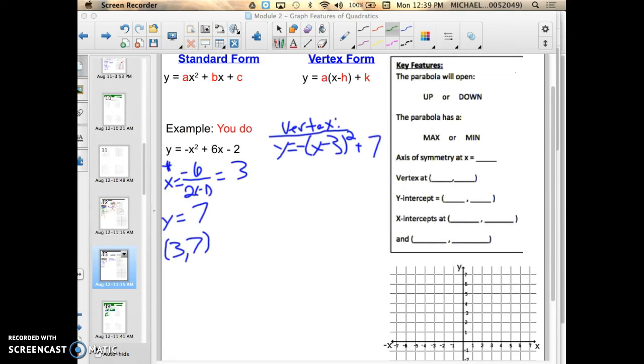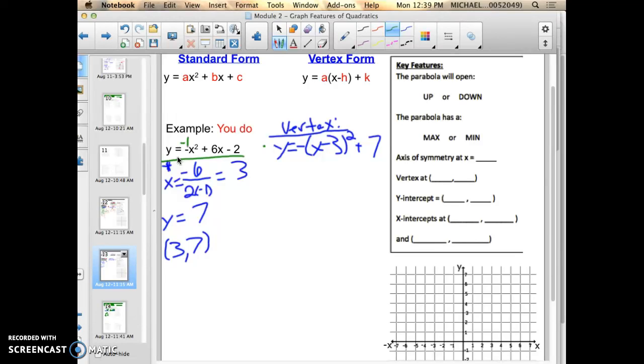Alright, so at this point you should have paused it, tried to find the vertex from this one, which you've already done, so the vertex is 3, comma 7. Now, the hardest part about this is to write it in vertex form. I showed my answer over here. It's y equals a. In this case, a is negative 1. So y equals negative, I could put the 1, I don't need to. So y equals negative, parenthesis x, minus h. In this case, this is the x and y value. It's also the h and the k value.